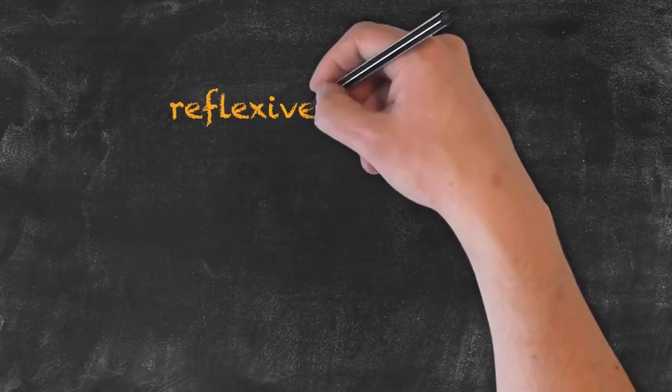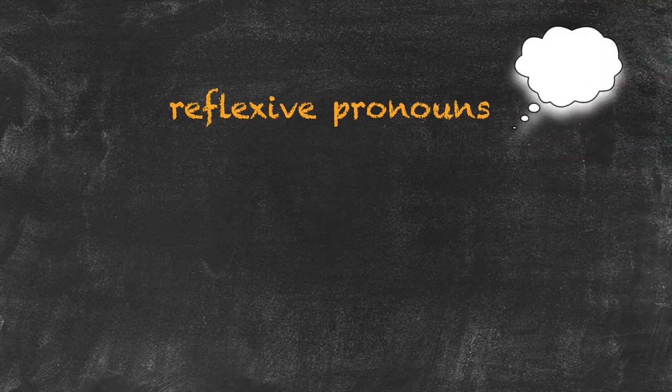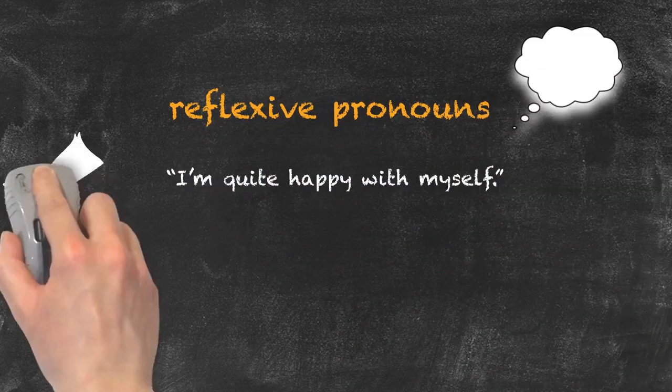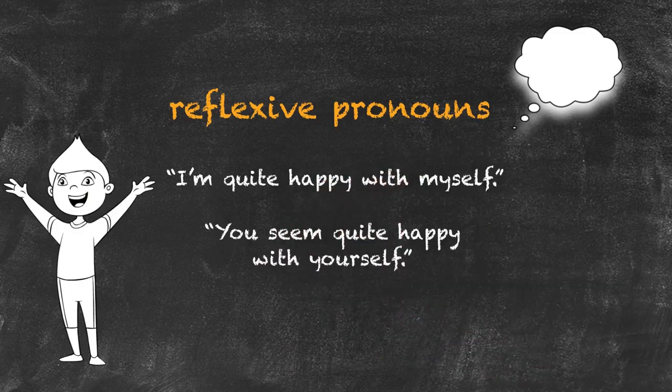With our reflexive pronouns, these are the actions that we do unto ourselves if we're speaking about ourselves or somebody else. So I could say, I'm quite happy with myself, or I could say, you seem quite happy with yourself.